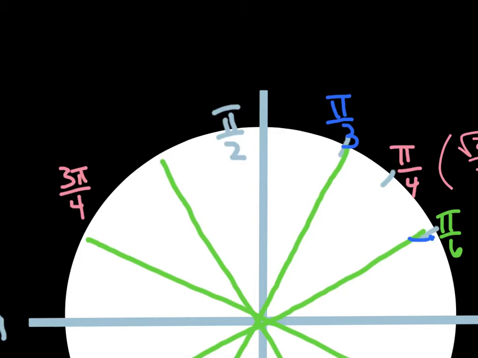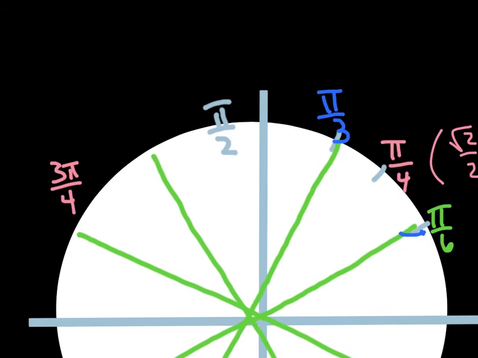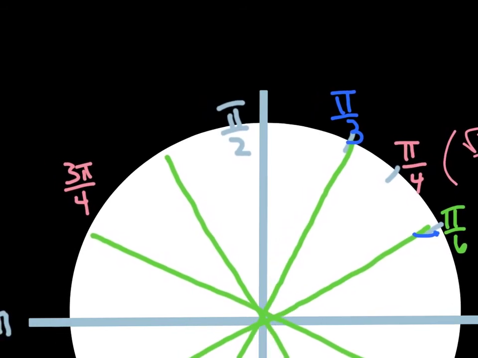And then we keep counting, and we will have 1 pi over 6, 2 pi over 6, 3 pi over 6, that's pi over 2, and then 4 pi over 6. But 4 pi over 6, well, what does that do, ladies and gentlemen? That reduces to 2 pi over 3.